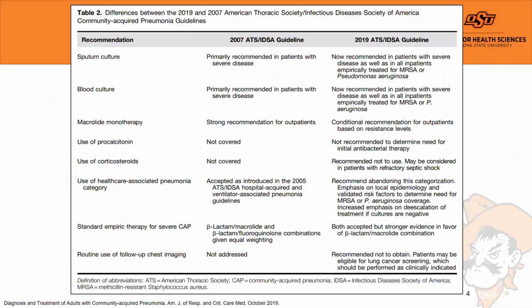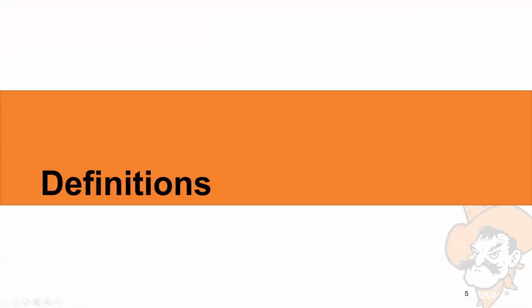So within the updated guidelines, there's a very useful table provided that lists a very basic summary of the major edits or changes that were made to the guidelines. Essentially, it compares the previous recommendations versus the new guideline recommendations. So I simply wanted to point this out as it's a great reference table to utilize. And we'll go ahead and jump into the first section, which is definitions.